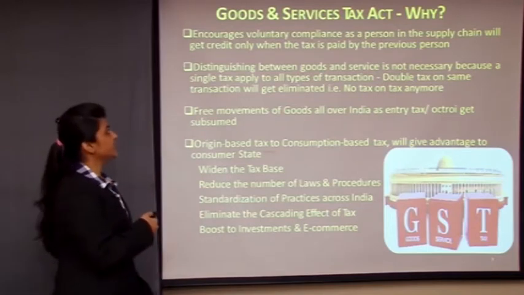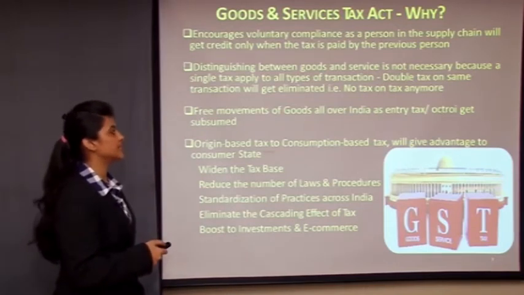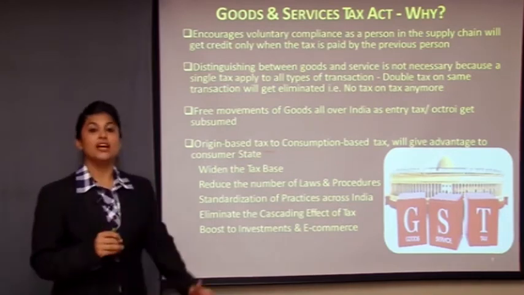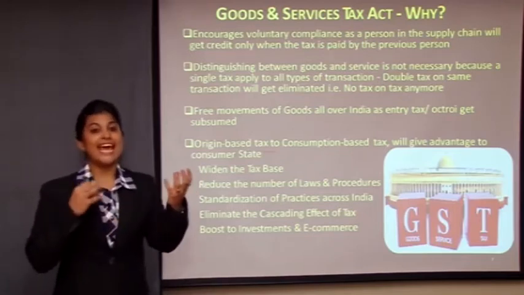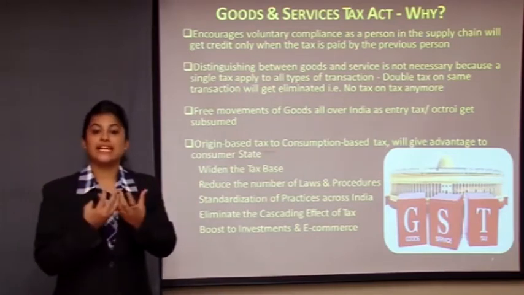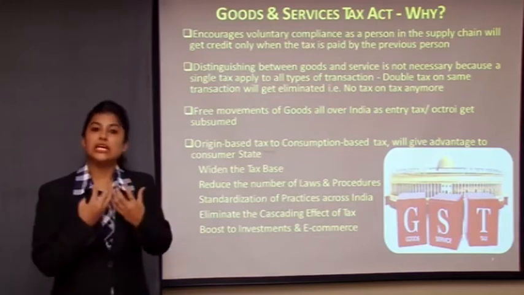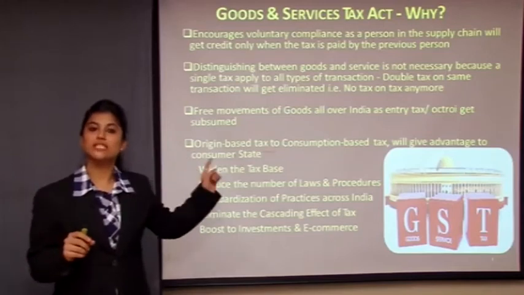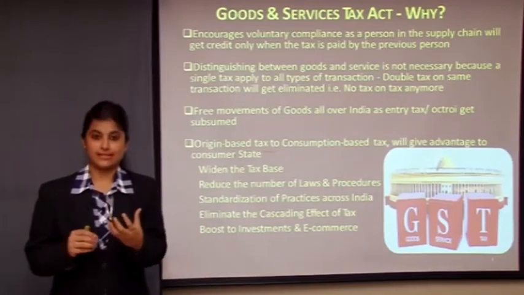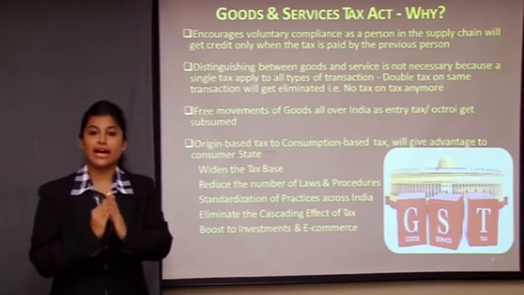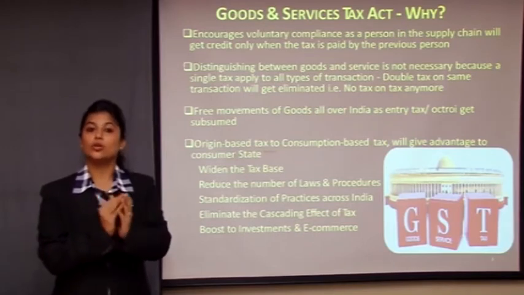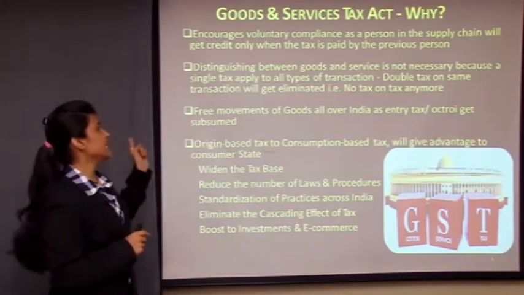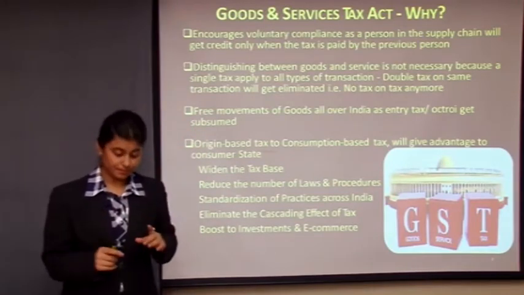The second point states, distinguishing between goods and services is not necessary because a single tax applies to all types of transactions. Here in GST, goods and services are set as equal, and have been given equal importance. So there is no bifurcation, no distinction between goods and services. Both the taxes are equally divided, equally being paid, on goods as well as on services.